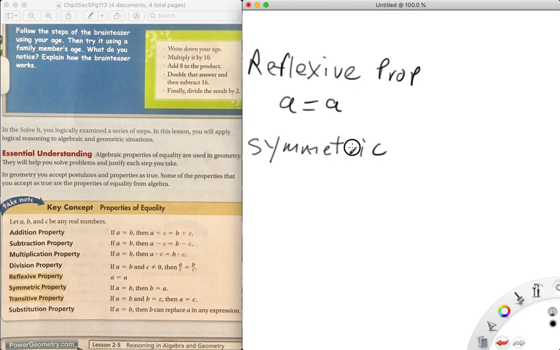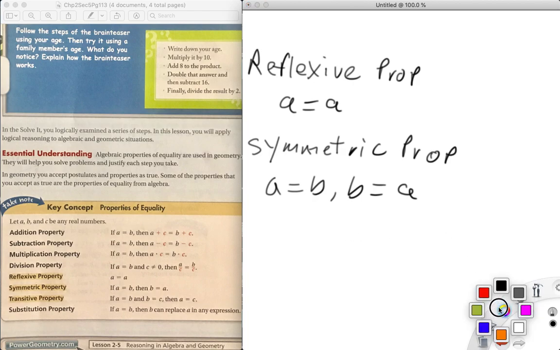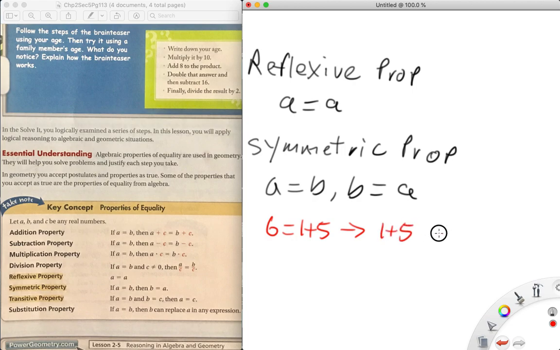Then we have the symmetric property of equality. And what that says is that if A equals B, then B equals A. So for an example, if 6 equals 1 plus 5, then 1 plus 5 equals 6. We can flip the order across the equal sign, and the equal sign still remains true.